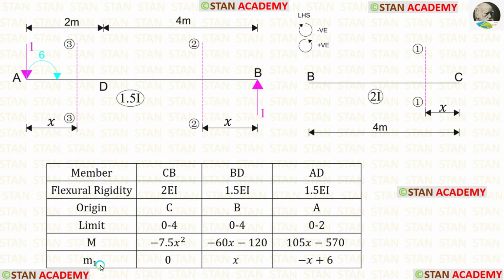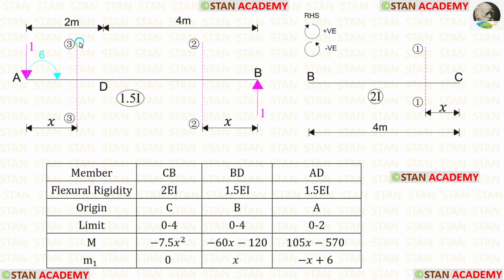Now let us find M1 in the first section. Up to the first section, there is no load, so the moment will be 0. Now let us find the moment in the second section. This unit load is acting in the anti-clockwise direction, so it will be positive and the distance is x. 1 into x, we will get x.